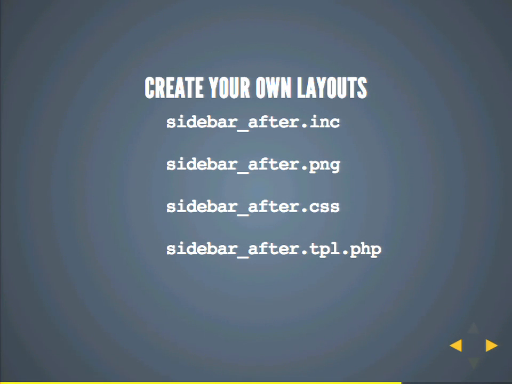To create your own CTools layouts, you need a .inc file that defines those regions for you and what the layout is called and whatnot. You don't necessarily need a thumbnail, but you create one so that when your content administrator is selecting a layout in the Drupal admin UI, they can get a preview of what that layout is supposed to look like. Then there's the actual CSS to create the layout, and the actual template file, the markup for your layout.